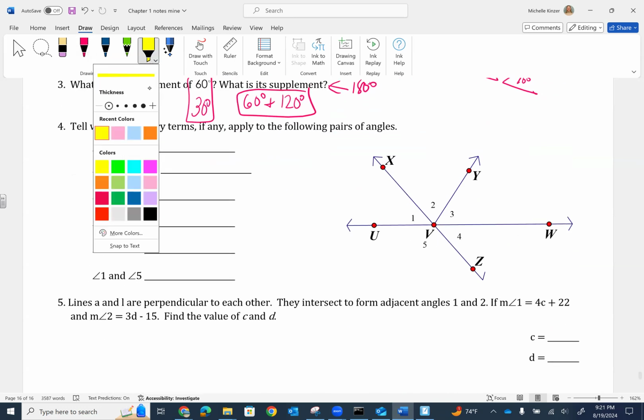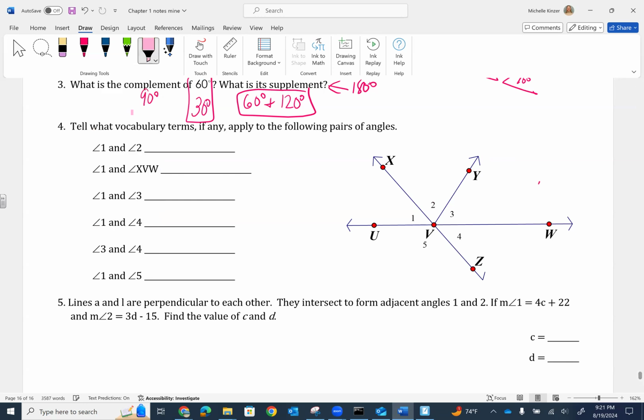Okay, for the vocab, if you're talking about angle 1 and 2, what is the best word that we could use to talk about angle 1 and 2? That would be adjacent. We don't know if they're complementary, where they don't look like they can make a straight line, so they're not supplementary. They're not vertical angles. They're not across from each other on an X. Okay, so adjacent would be the best word for us here.